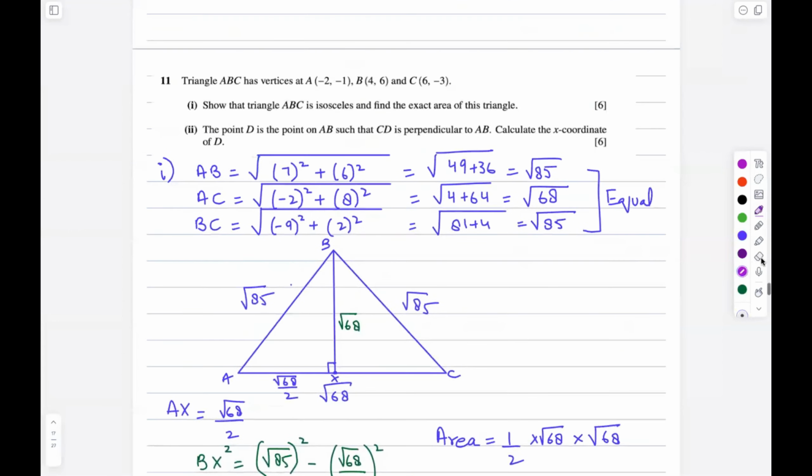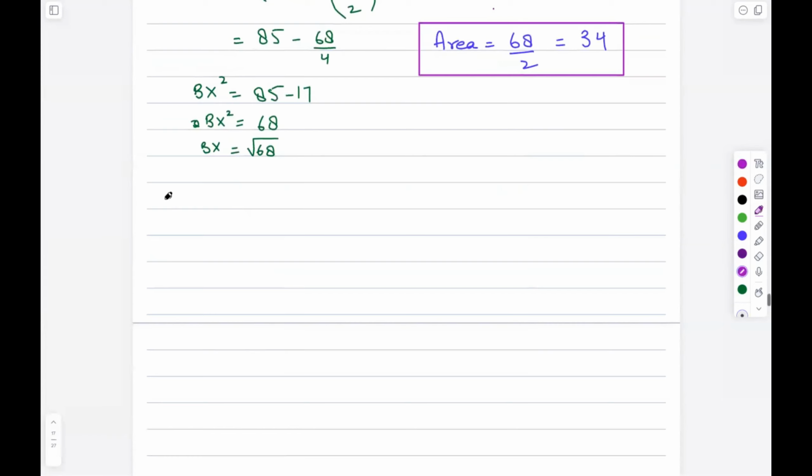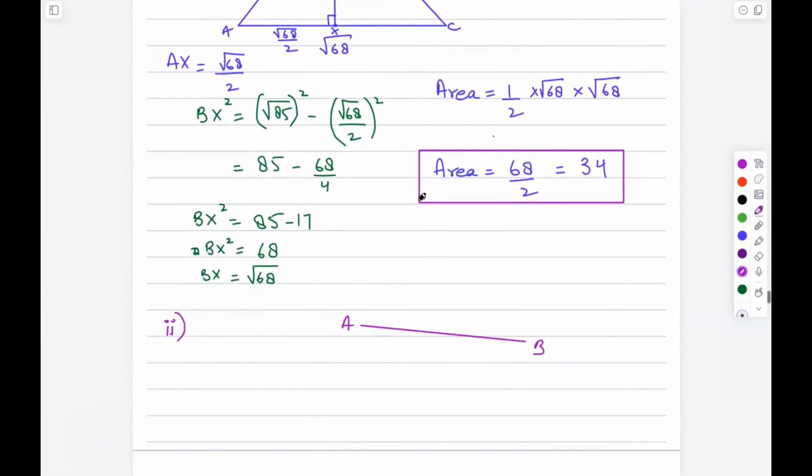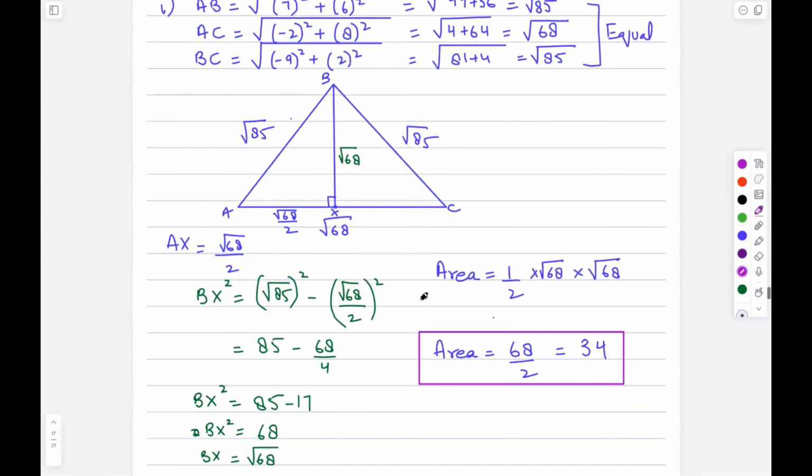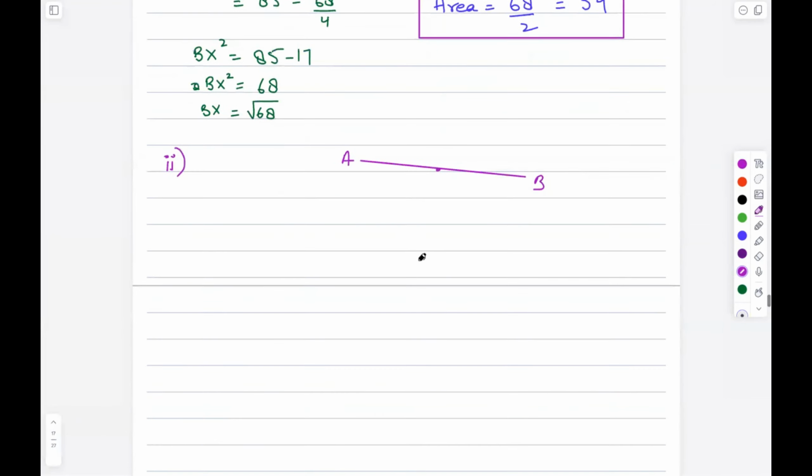Now in part 2, it says the point D is the point on AB such that CD is perpendicular to AB. We have to calculate the x coordinate of D. Now to understand this, we can first make a line AB. This is the line AB, and D is a point such that CD is perpendicular to AB, which means that if this is the point C, it is perpendicular to AB, and this is the point D. We do not know the coordinates.